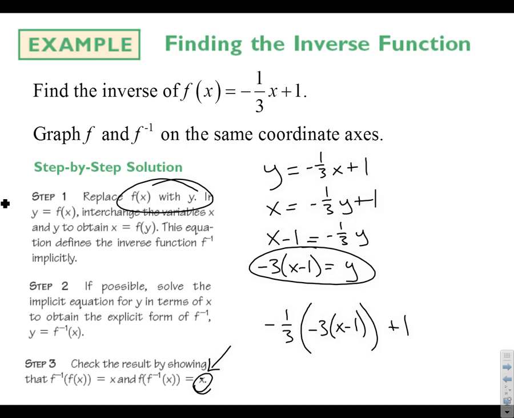So what happens to -1/3 and 3? They're out of here. We're left with x minus 1 plus 1. Cancel those. We're left with x. We did this right.